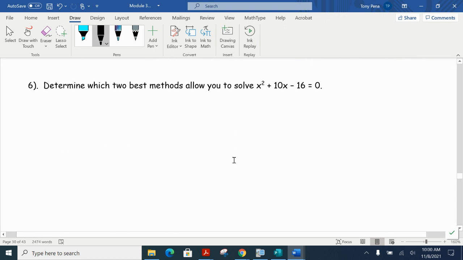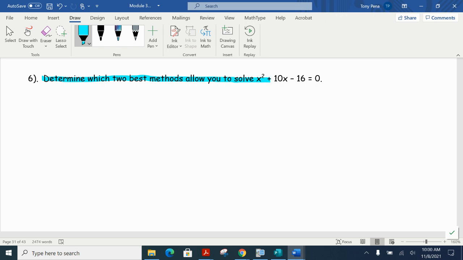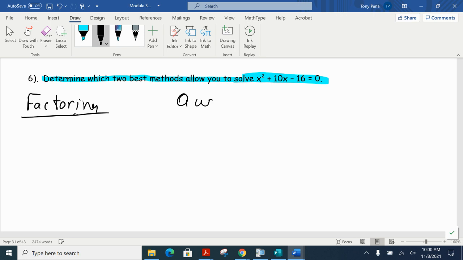The last one I want to see, go to the very last problem. We're not going to go all the way through it. We don't have time. The question doesn't even really ask you to go all the way through it. The question is asking you to determine which two best methods allow us to solve this equation. So again, it's asking us which of these are the two we would like to use. Do we want to factor? So factoring. Do we want to use the quadratic formula? Or do we want to use square roots?